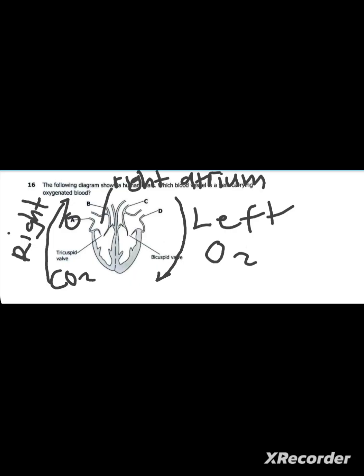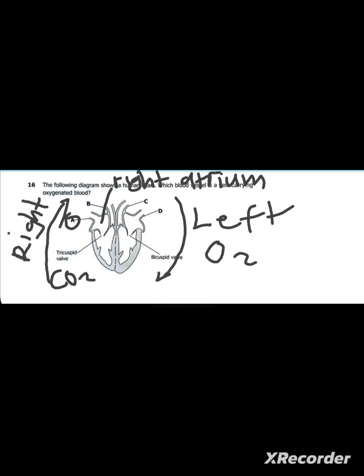Then when blood comes to this part, we want to oxygenate that blood. We want that blood to have oxygen, so it has to be pumped all the way up to the lungs. It will pass through this valve, which is called the pulmonary valve. Meaning the blood is passing from the right ventricle to the lungs via the pulmonary artery. So the artery labeled B is the pulmonary artery.